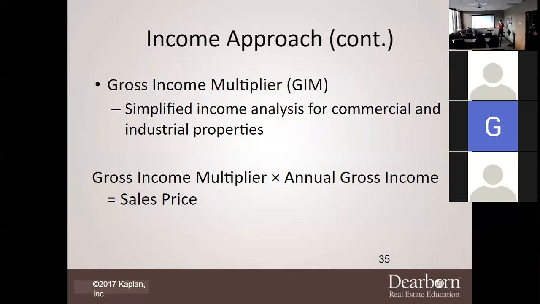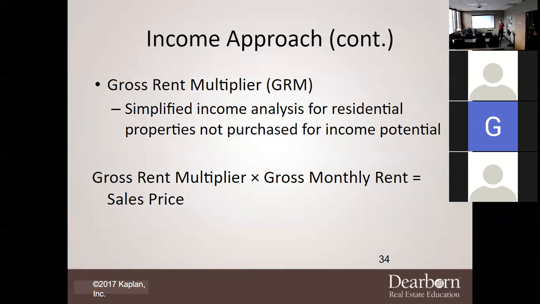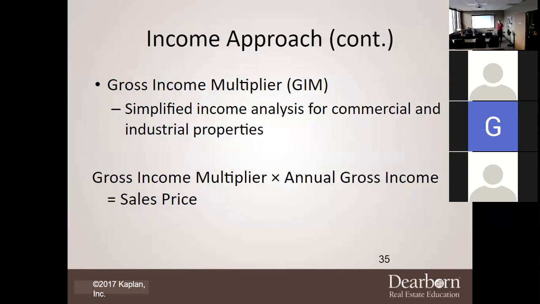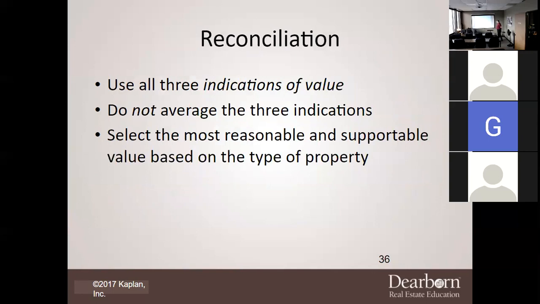So that's very key here. This one back here deals with residential. That's why there's an R. I always tell people, remember the GRM, residential. The GIM, think of industrial or commercial. Okay, that's where the I comes in. Same concept, you take the gross income multiplier by the annual gross income, come up with your sales price.